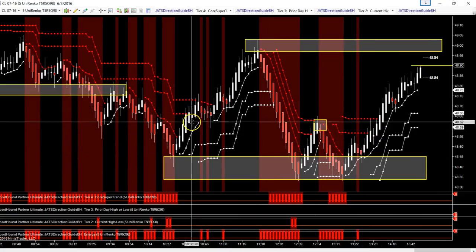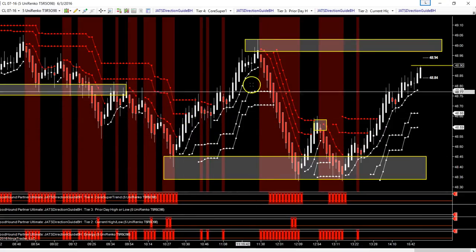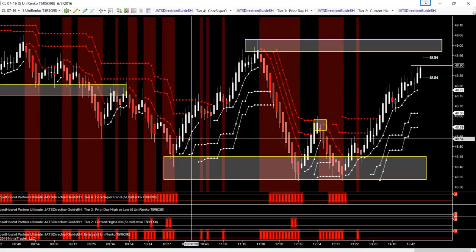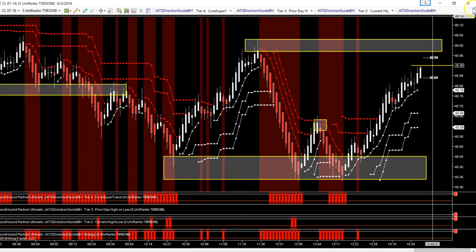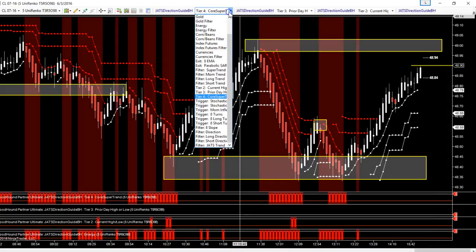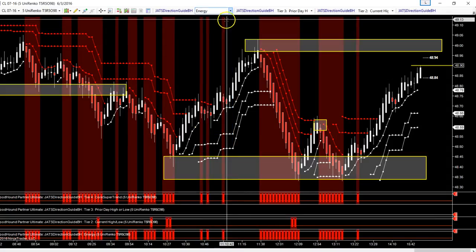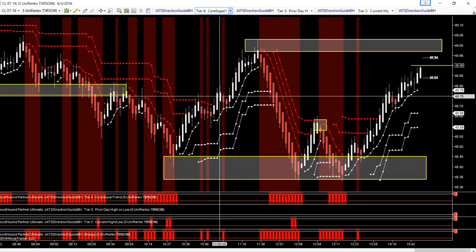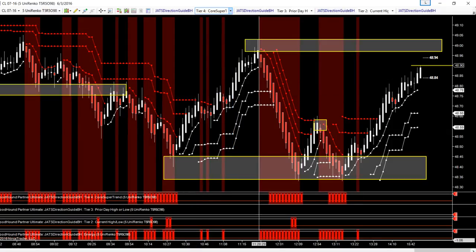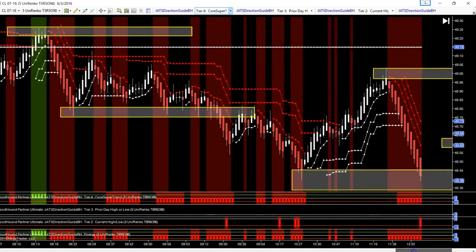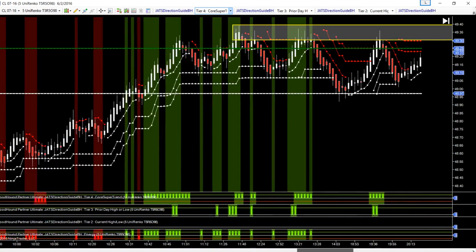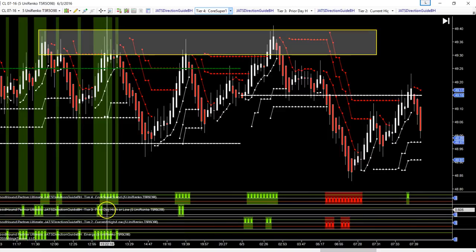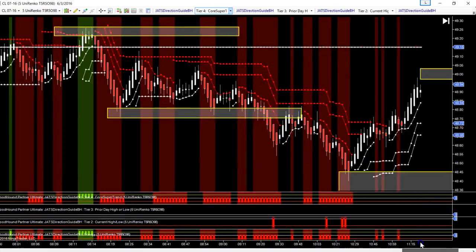But this system is meant to take a look at what the best setups are. Do you see how this prior day high-low was empty?